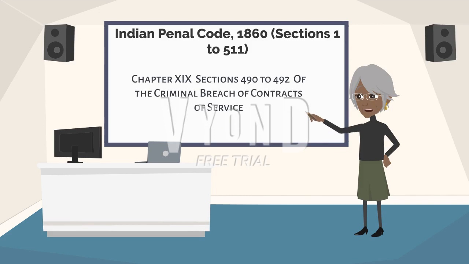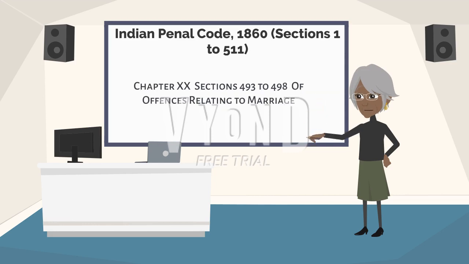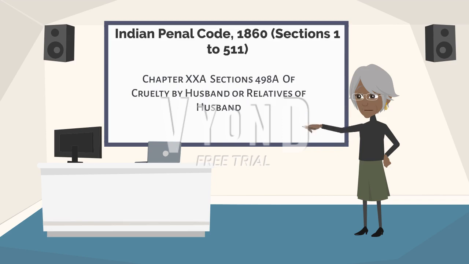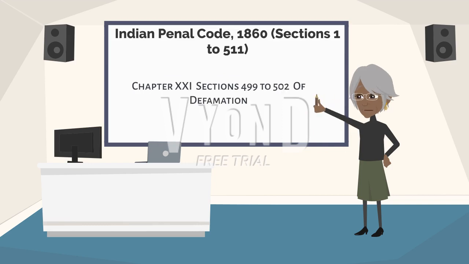Chapter 19, Sections 490 to 492: Of the Criminal Breach of Contracts of Service. Chapter 20, Sections 493 to 498: Of Offences relating to marriage. Chapter 20A, Section 498A: Of Cruelty by husband or relatives of husband. Chapter 21, Sections 499 to 502: Of Defamation.